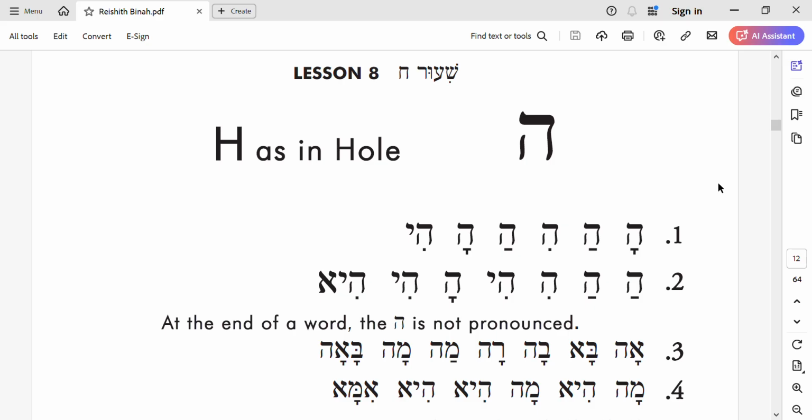And basically we're just continuing with learning more letters, what they sound like, and just plugging in the vowels that we know. So hey makes the h sound, h as in whole. So when we read number 1, we see that there's a kamatz. The kamatz makes an a sound. With hey, it's going to sound like ha. Same thing with the patach, ha. With the chirik, it's hi. Patach again, ha. Kamatz, ha. And chirik with a yud, hi. Okay? And then you'll practice.